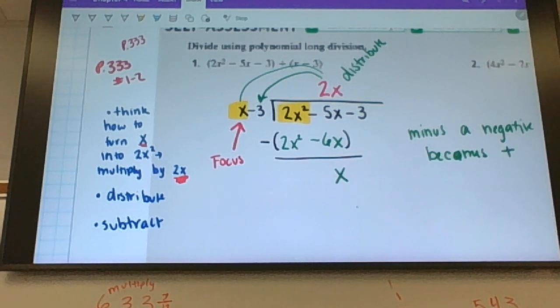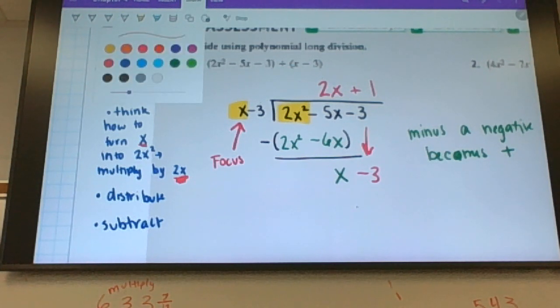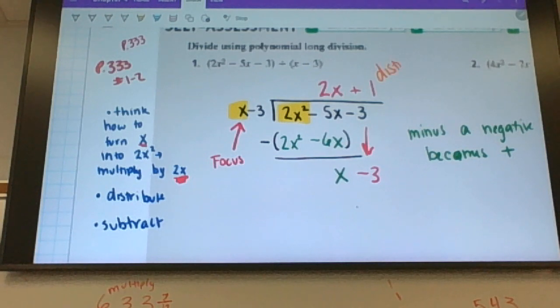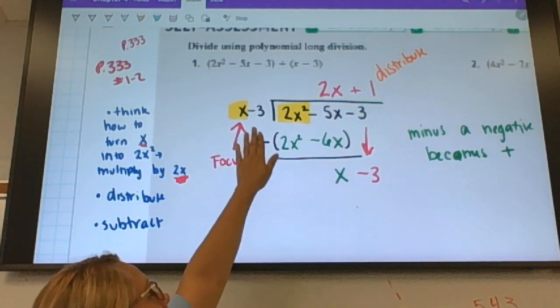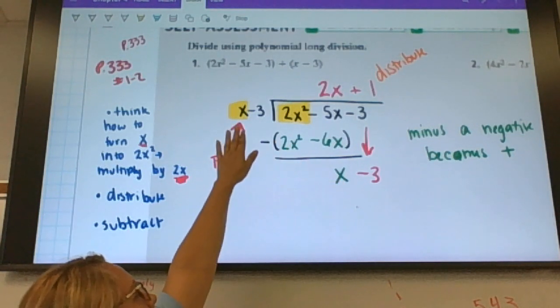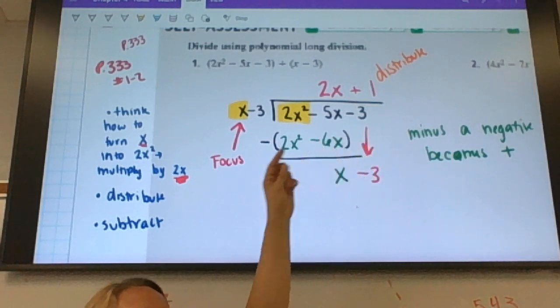Minus a negative becomes addition. 2x squared minus 2x squared cancels. Bring down a minus 3. Now, how do I turn x into x? What do I need to multiply it by? It's already x, so I put a 1 up top. You need this number to perfectly match this number. Right, so that's why we just picked 1 up there.